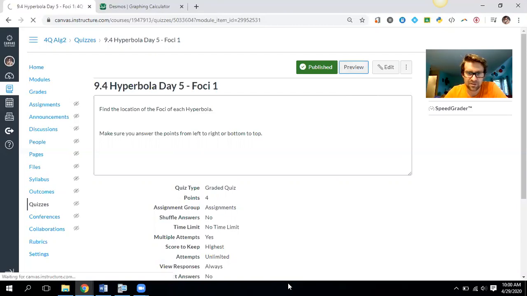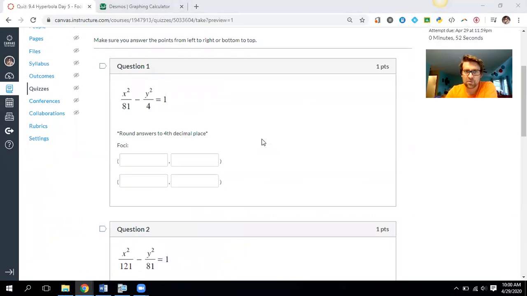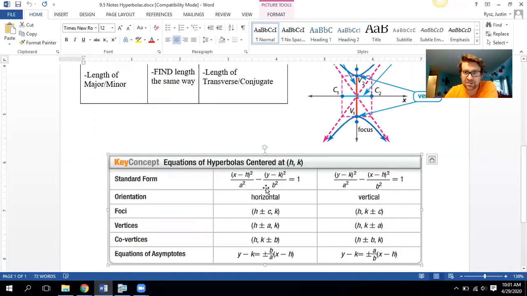Let me actually make sure I'm sharing the screen correctly. Okay, so we're going to use the same thing that we did before. We just have to have this new point here. So we've got x squared over 81 minus y squared over 4. We know this is going to be a horizontal graph because it starts out with x squared, and we're going to go back to our notes.